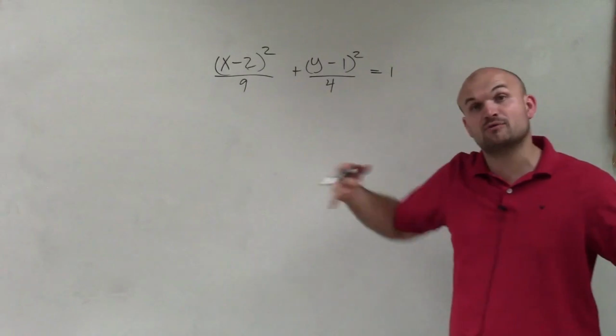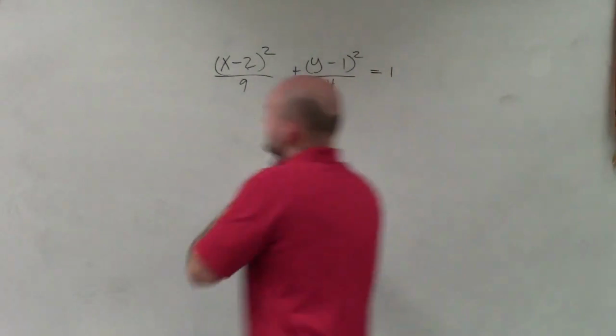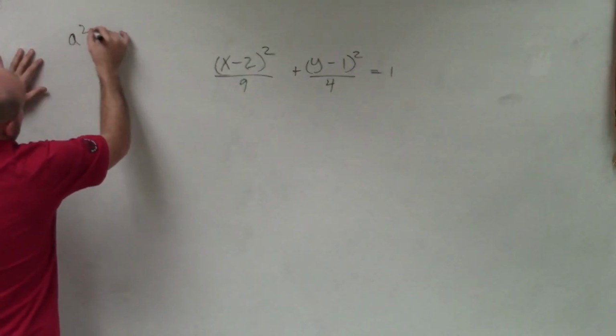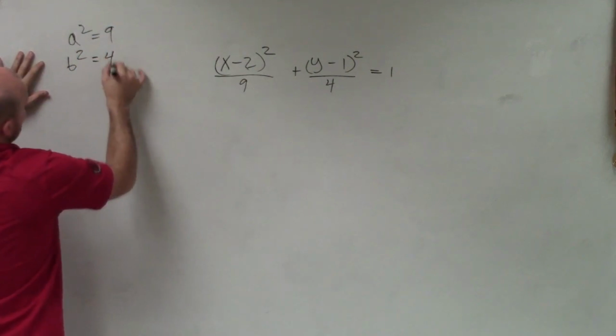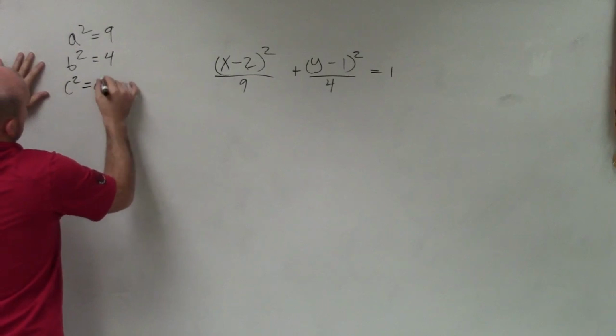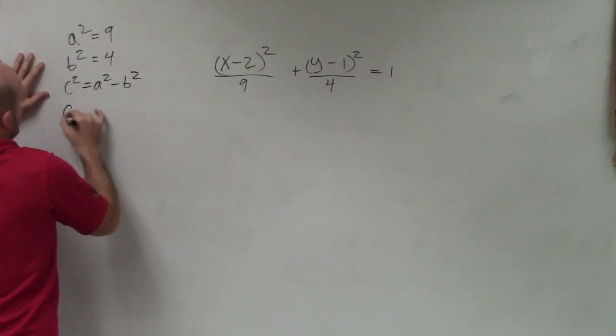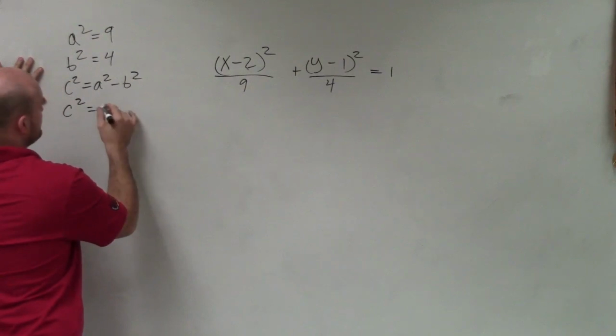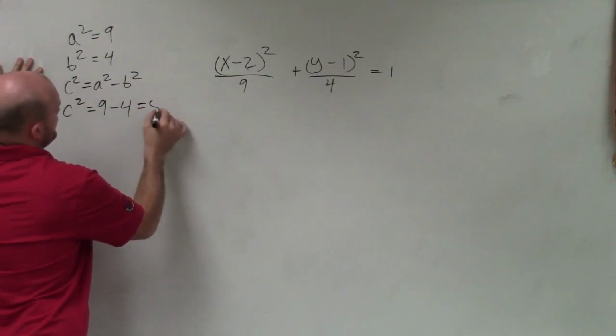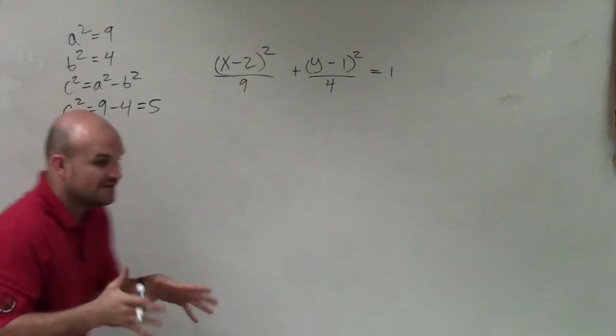I'm going to do that by first looking at this and identifying the larger denominator, which is always going to be my a squared, which in this case is 9. So a squared equals 9. Therefore, b squared is going to be the smaller, which is 4. And c squared is equal to a squared minus b squared, so c squared is equal to 9 minus 4, which is equal to 5. OK, so now I found my a, b, and c.